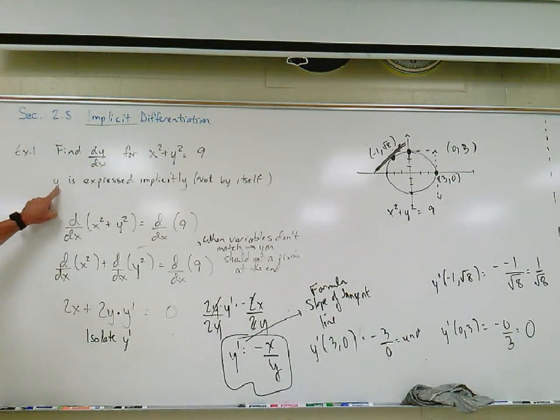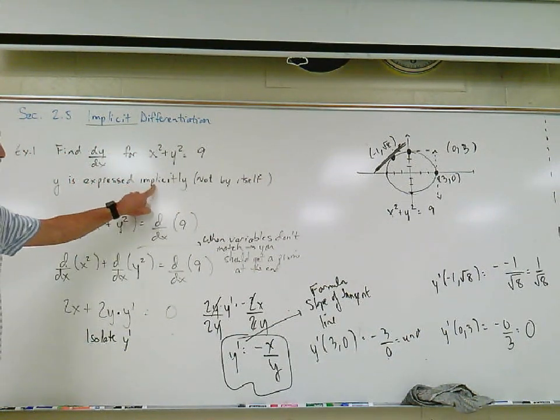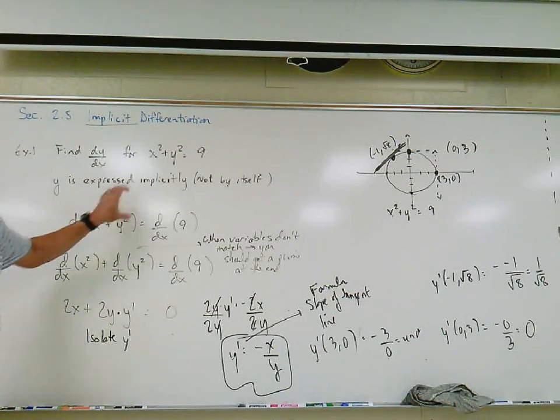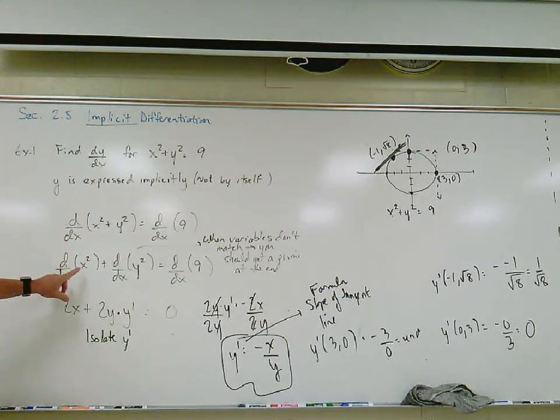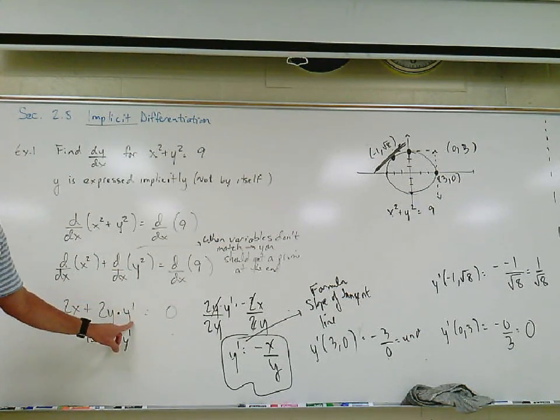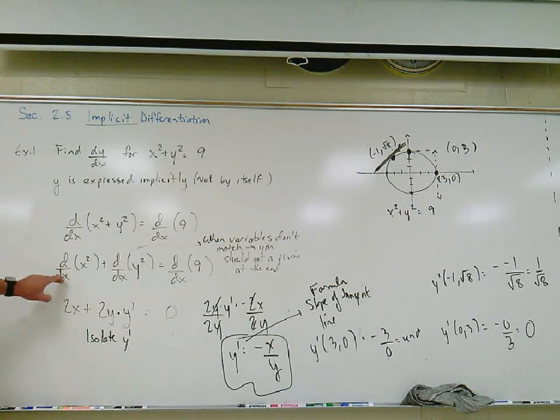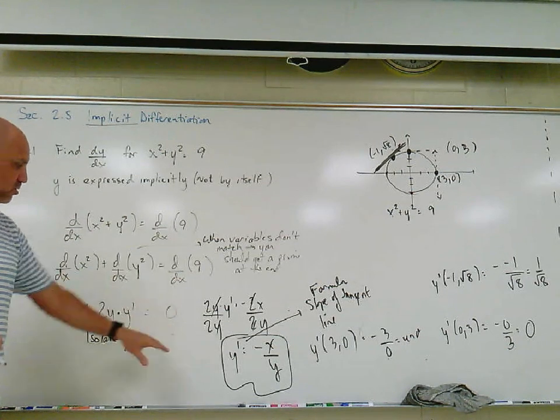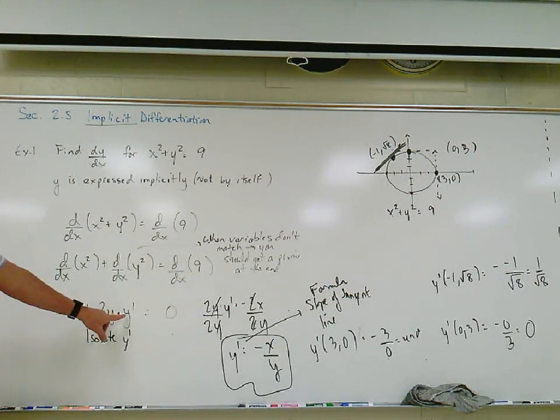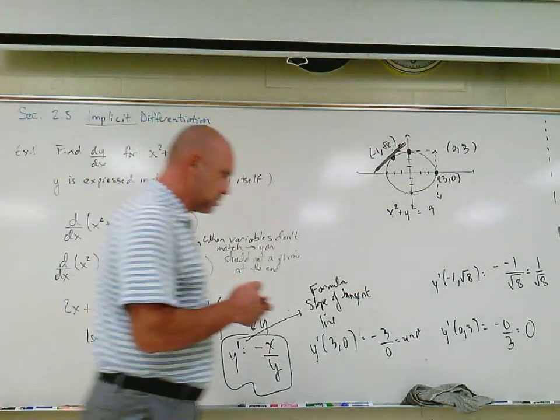So notice y is not by itself, so we say it's expressed implicitly. I take the derivative of each piece, okay? And I know that anytime I take the derivative of a y with respect to x, I should end up with a y prime. Anytime I take the derivative of x with respect to x, it's just the normal rule. Okay, I don't need chain rule. Derivative of a constant is always 0. And then my last step was, since it said find dy over dx, I got what, solve for y prime by itself. Okay? All right. There's one problem. Let's do another one. Okay? But that's the process.